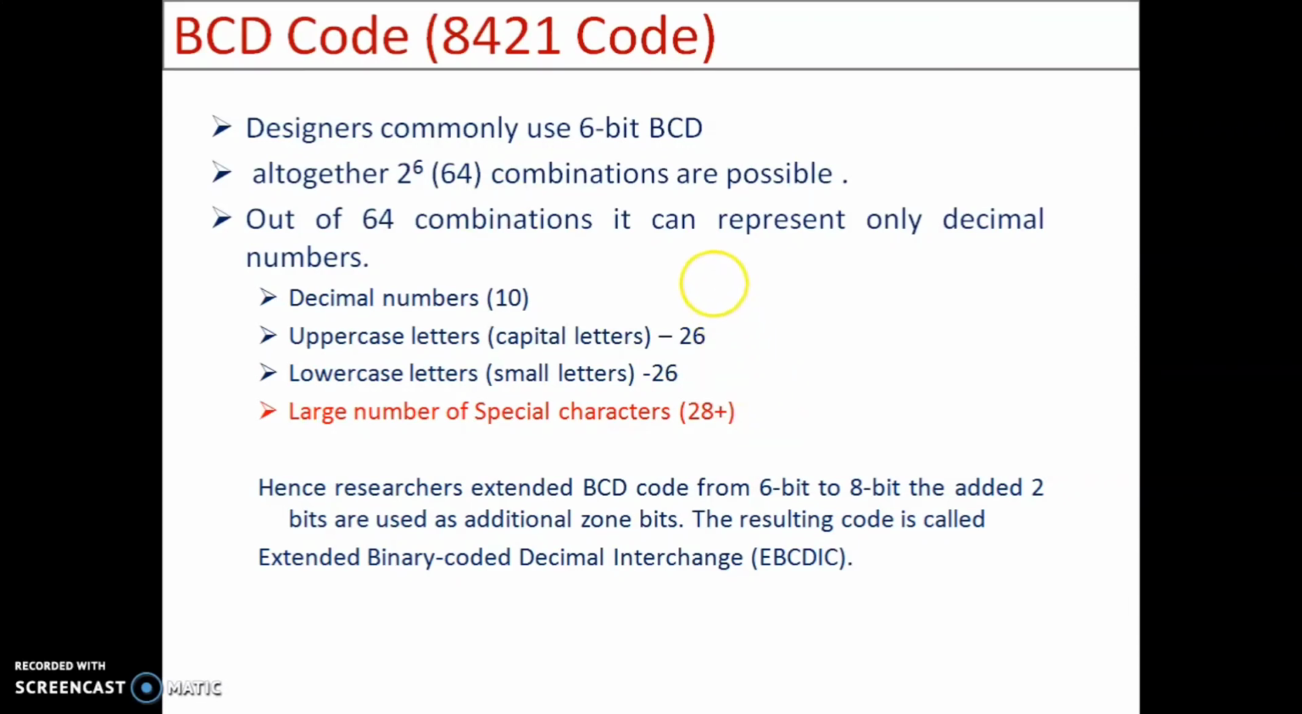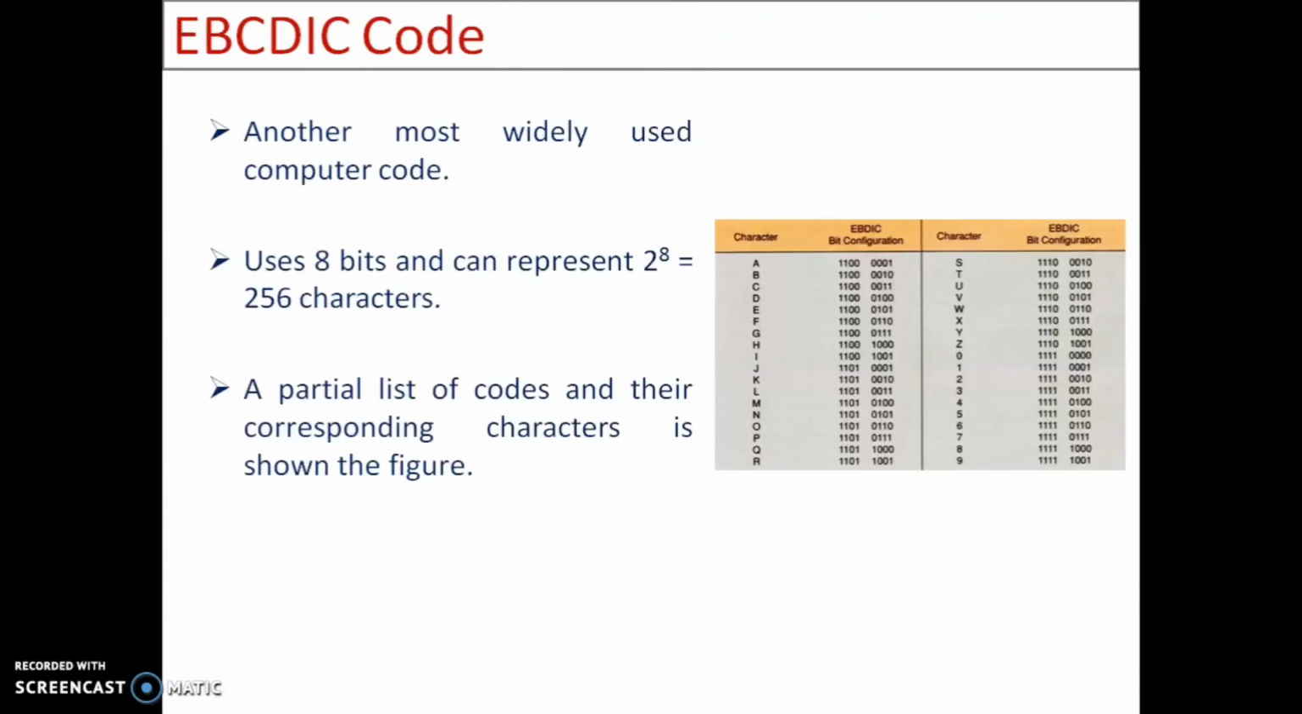Hence, researchers extended this 6-bit BCD to 8-bit BCD by adding 2 bits as additional zones. So the resulting coding system is called Extended Binary Coded Decimal Interchange Code, that is EBCDIC. It uses a zoning method. Let us see how this works.